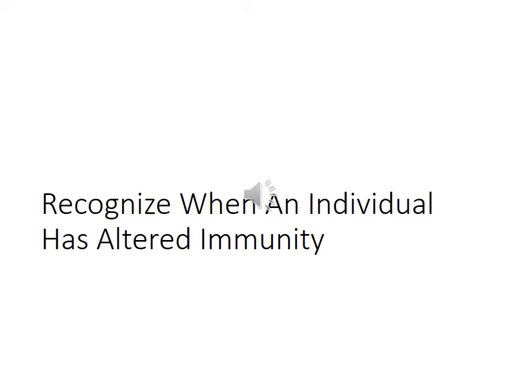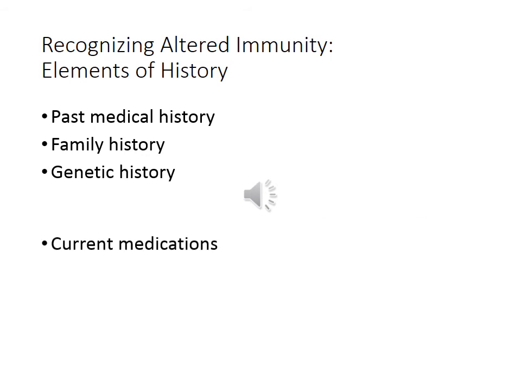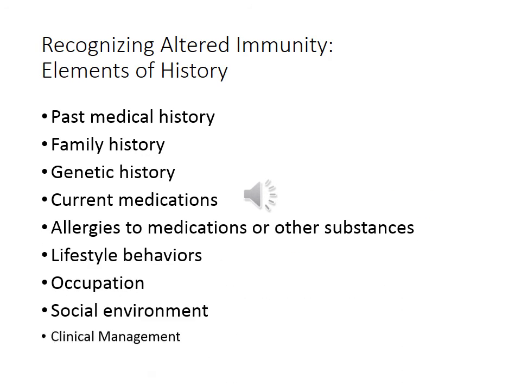And then we want to recognize when an individual has altered immunity. So, what we want to do is look at their past medical history, family history, genetic history, any current medications they're on, any allergies to medications or any other substances, lifestyle behaviors, their occupation, their social environment. Then we have primary prevention. So you have immunizations, you want to avoid high risk behaviors, make sure of adequate nutrition, exercise, infection control measures.